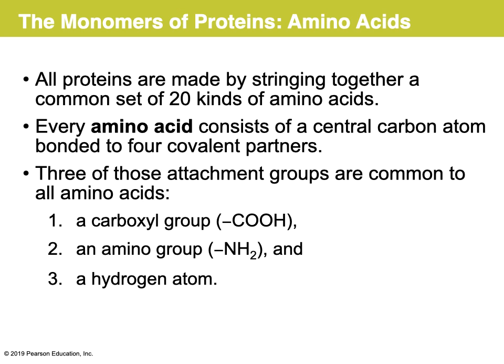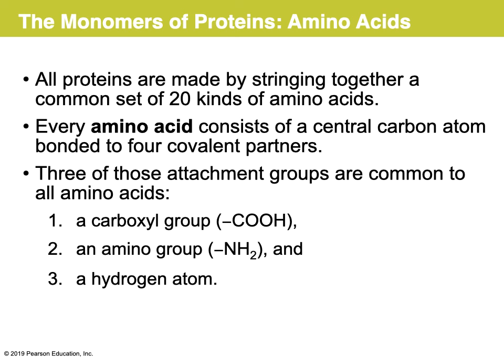Okay, so proteins. This is another polymer. So all proteins are made by stringing together a common set of 20 kinds of amino acids. So the amino acids are the monomers that are joined together to form the polymers we call proteins.